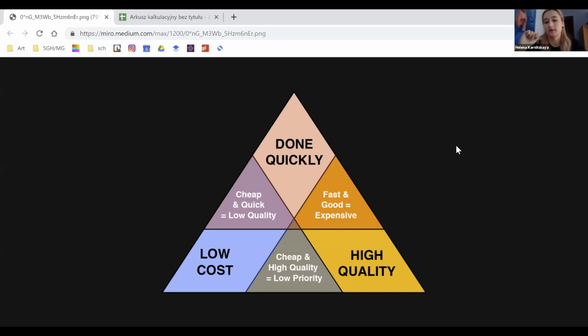And the thing with this triangle is that it's not too stretchy. That means that when you start being late with your project, either the quality will go down or the cost will go up if you still want to finish at the same deadline that you first came up with. And this is the spectrum that you're managing during the process of implementing your project. And this is something that all the risks are circling around.